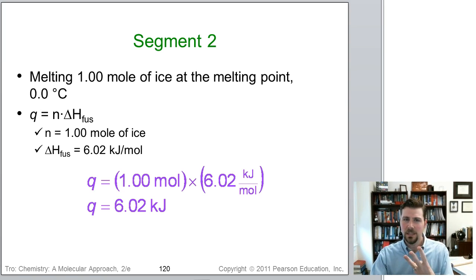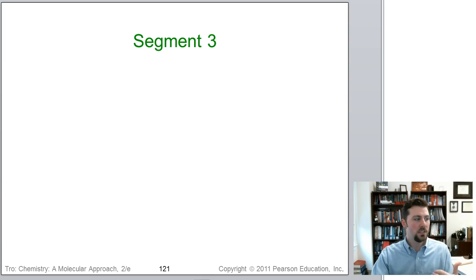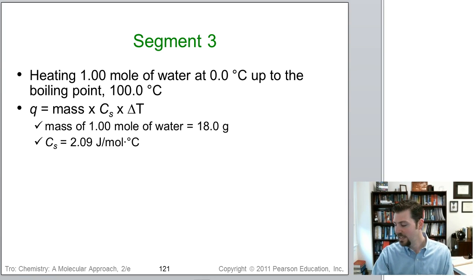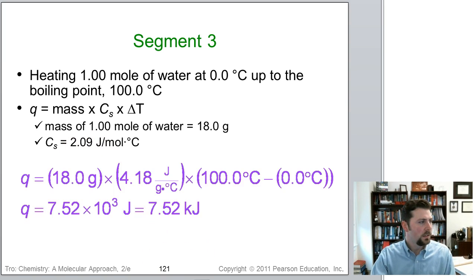Now, what's segment 3? Going from 0 degrees all the way up to the point of vaporization, or the boiling point. In the case of water, that's going to be from 0 all the way up to 100. So here we have a temperature change for liquid water, so I need the specific heat of liquid water, which is 4.184. The number I wrote there is not correct, so disregard my number here. I apologize for that. It should be 4.184.